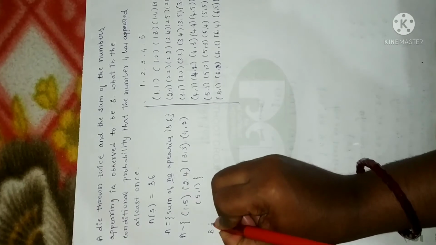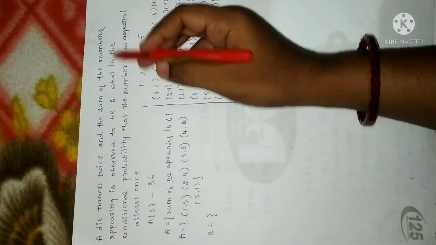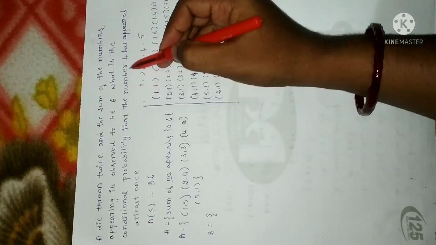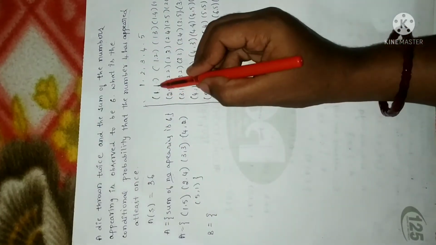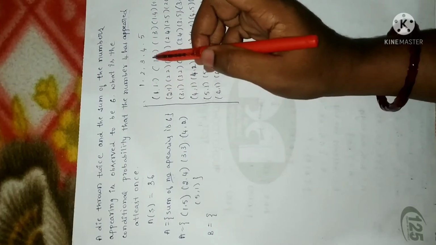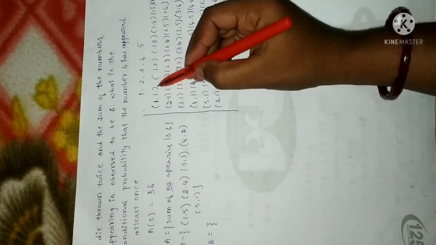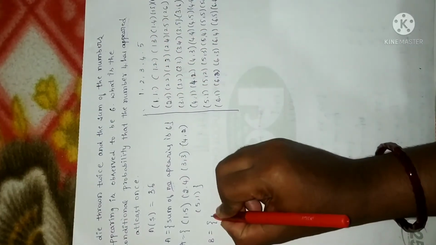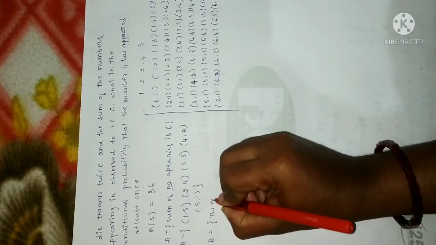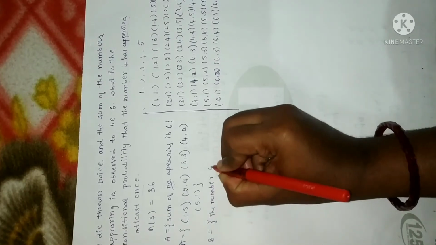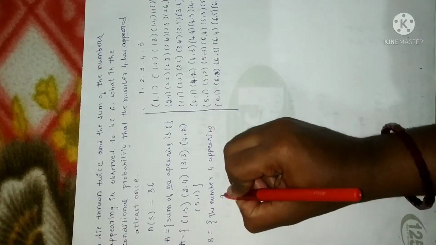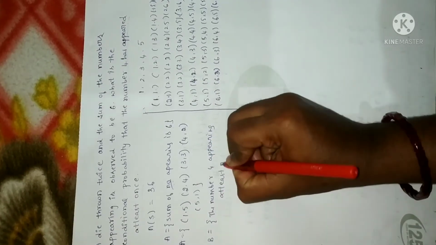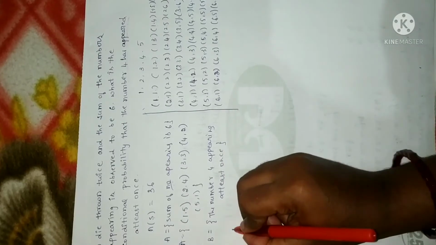Let me take the second event B. Next, what is given, what is the conditional probability that the number 4 has appeared at least once, in the sense, in these two chances, 4 should be there at least once. So, I'll just write here, the number 4 appearing at least once. So what are the cases?